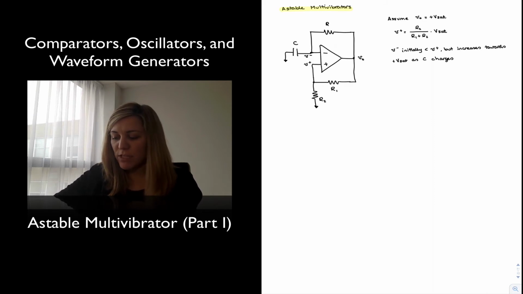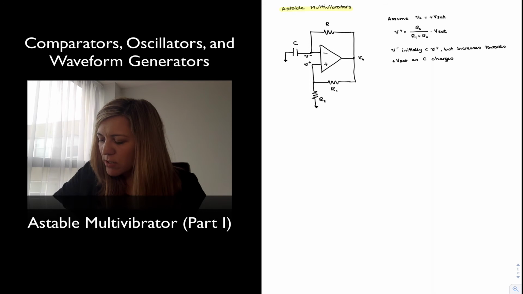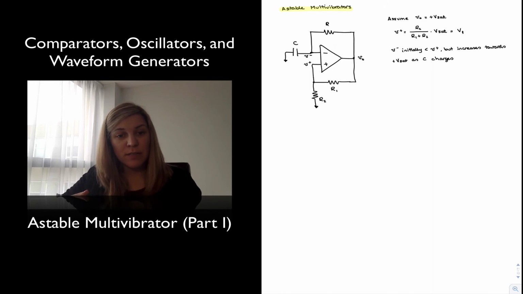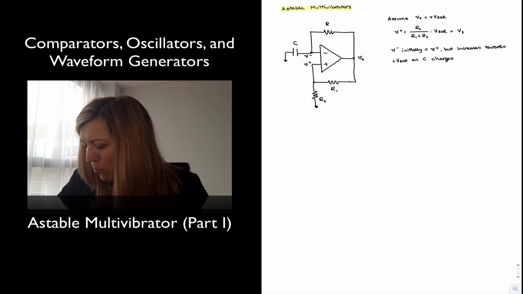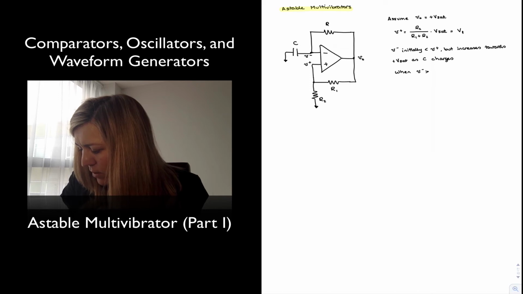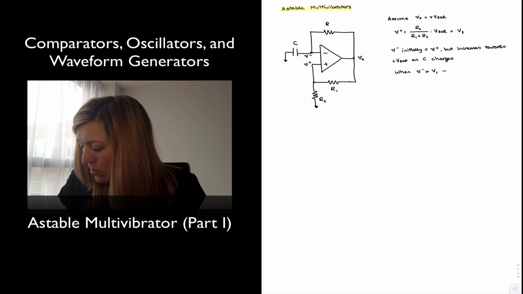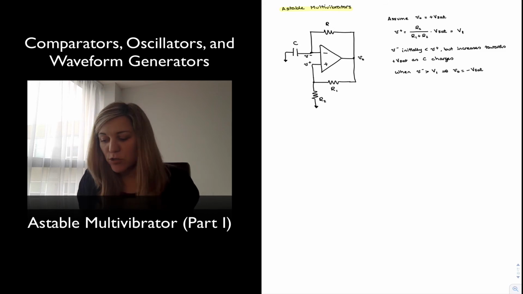However, before it reaches the saturation voltage, once it reaches this voltage, which I'm going to label as V1 there, once it reaches the voltage of V plus and it surpasses it a little bit, then the output is going to flip. So we can say when V minus becomes greater than what I've labeled as V1, then it forces Vout to the negative saturation voltage.